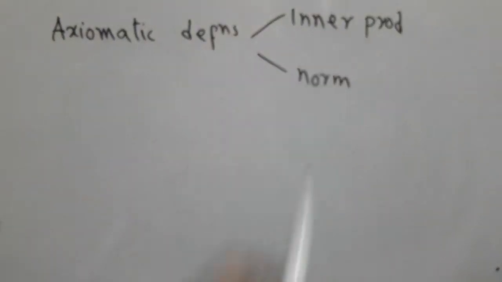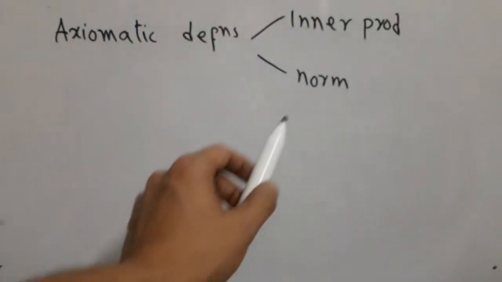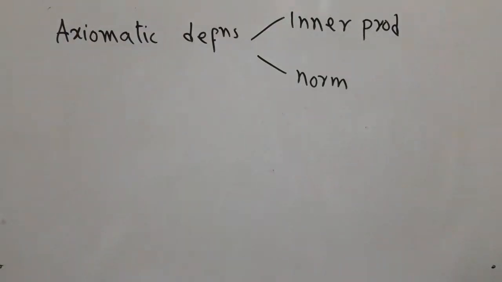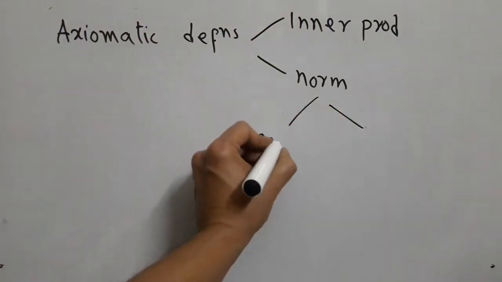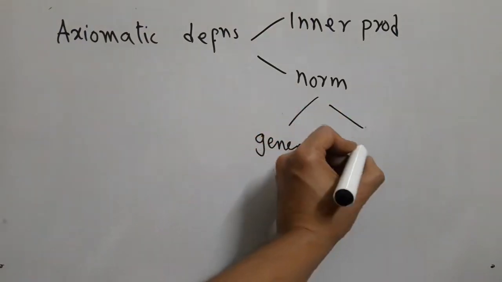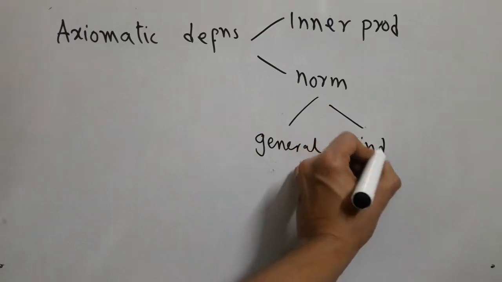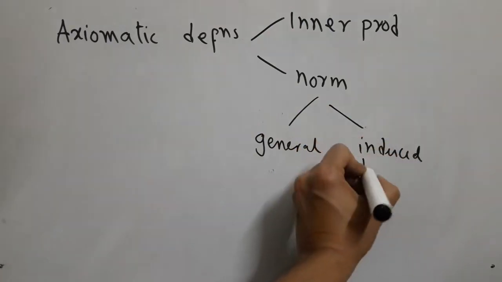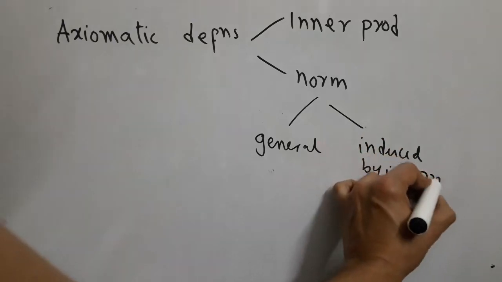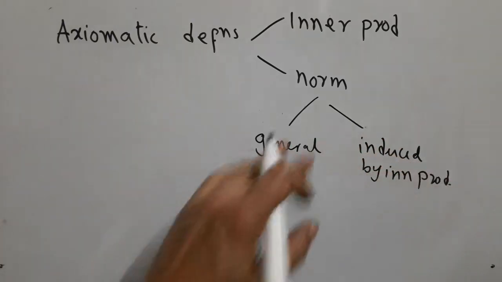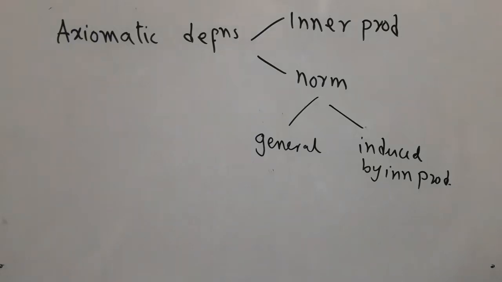Now for norm, we can see that not all norms are actually induced by inner products. So there we have 2 types of them, the general norm and those induced by inner product. Those induced by inner products are of course special cases of the general norm, and the ones that are induced by inner product have some additional special property.